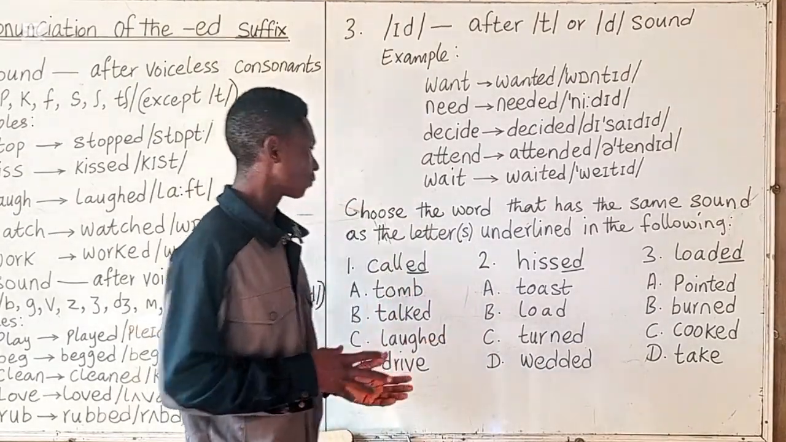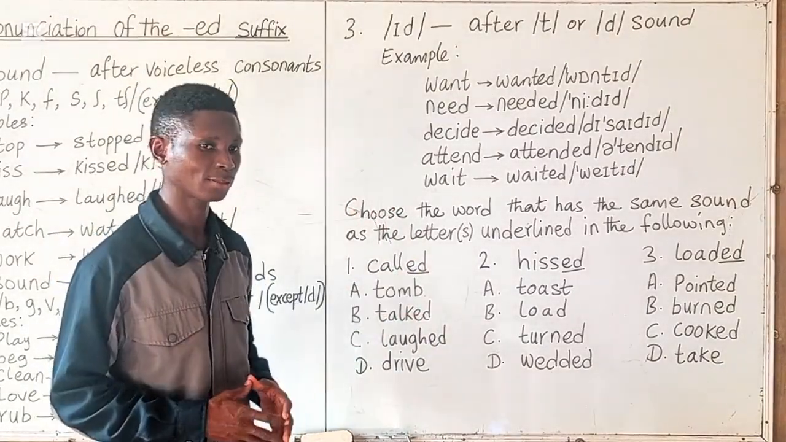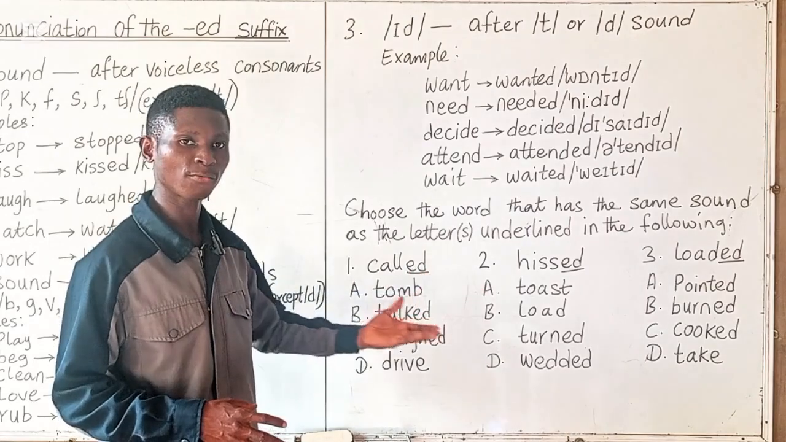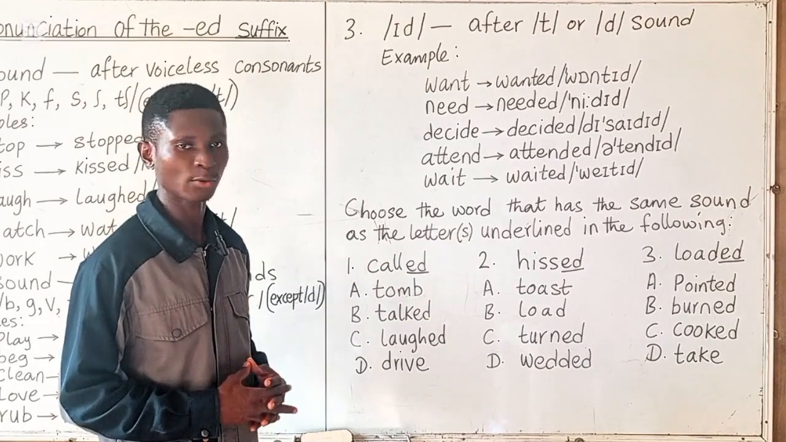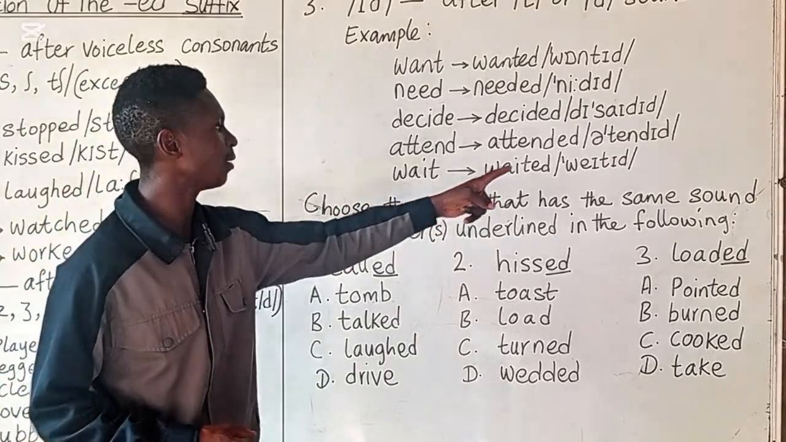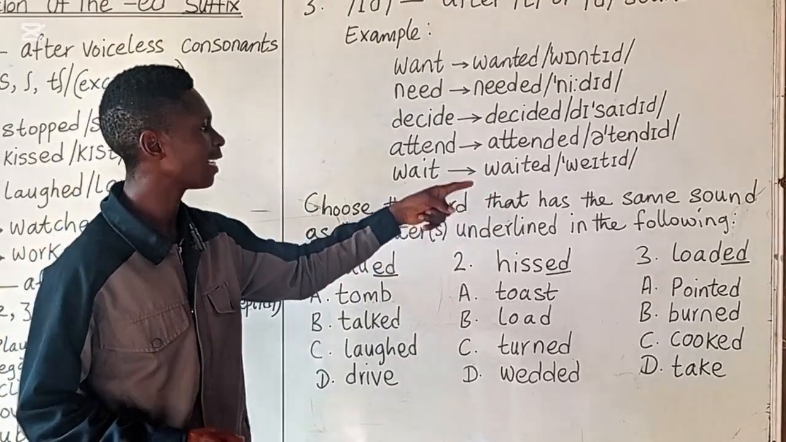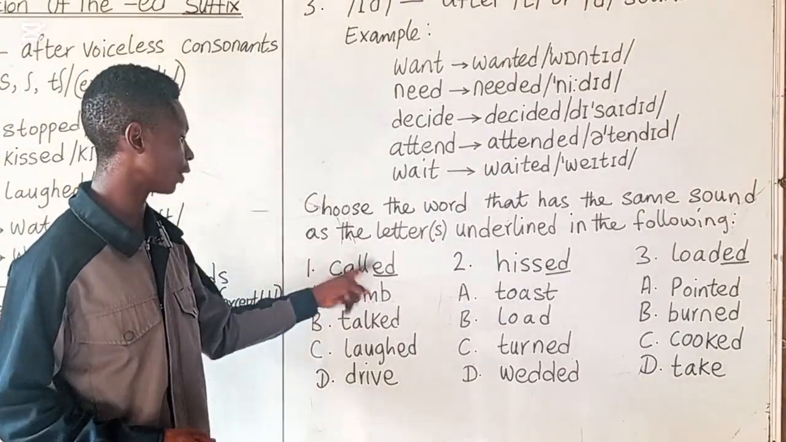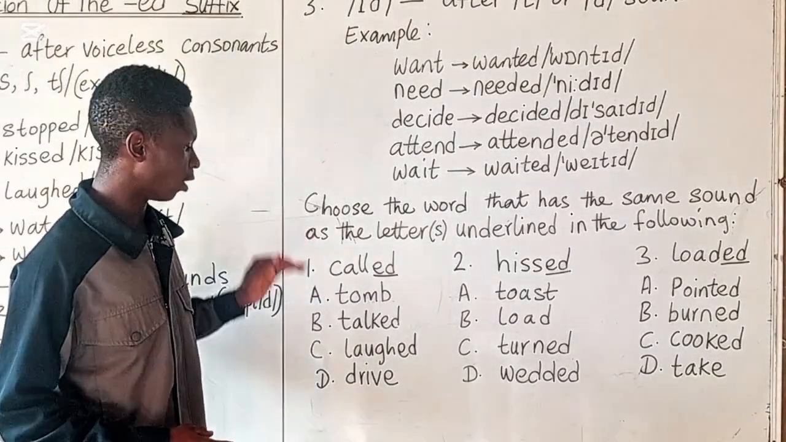Moreover, I would like to do a little evaluation here. I have 3 questions. When we answer them, it will further give you in-depth knowledge of what we are talking about now. The question is: choose the word that has the same sound as the letter or letters underlined in the frame. The first word given here is called. The ED here is underlined. Now look at the options.